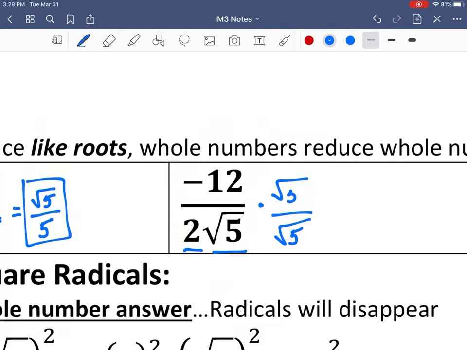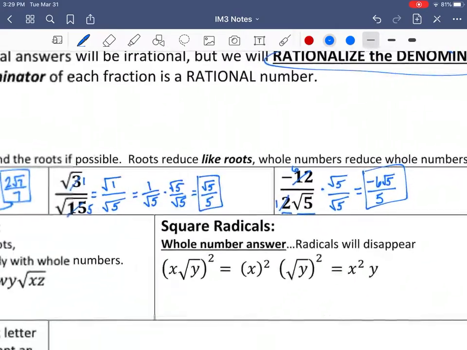You can get by with just multiplying by rad 5 over rad 5. In addition, you could always reduce those beforehand because they're both outside a radical. So you really have negative 6 times rad 5 on top, which is negative 6 rad 5. And then on the bottom, rad 5 times rad 5 would be 5. So that's how that one would simplify.